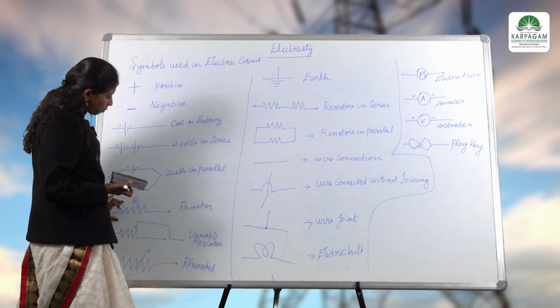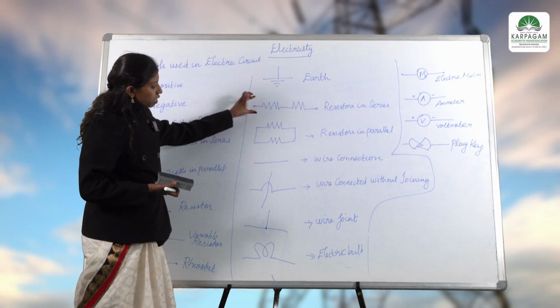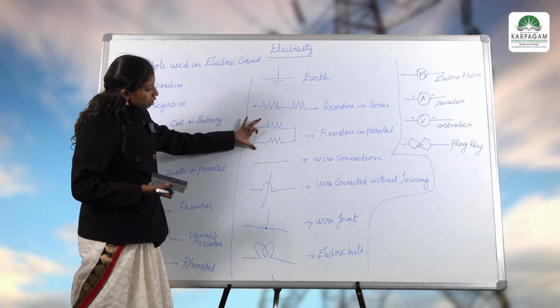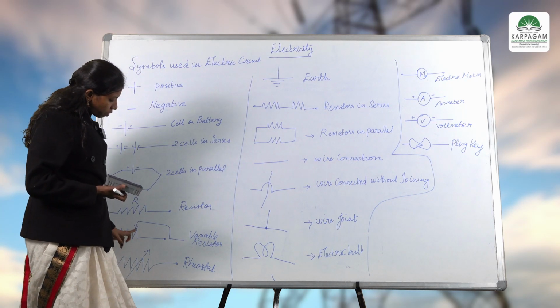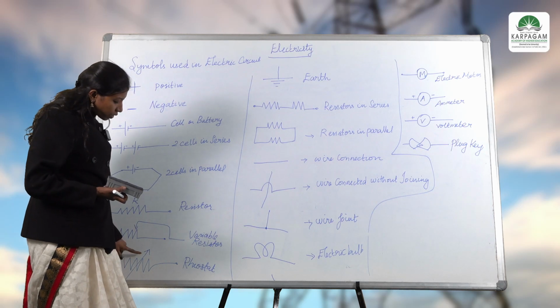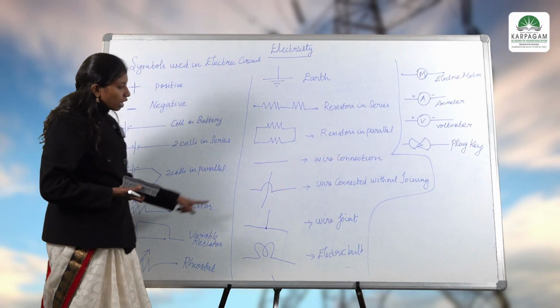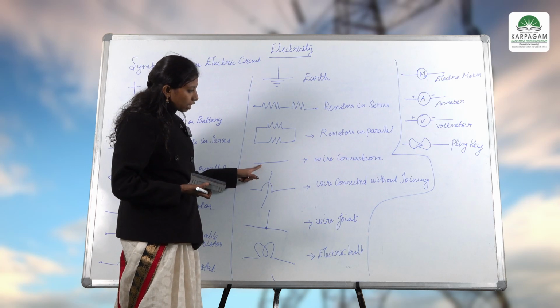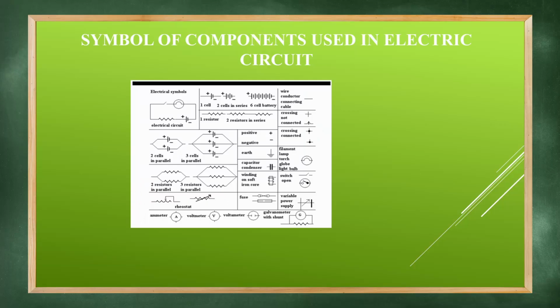We have a resistor, and also we can connect resistors in series, and this is how a resistor will be connected in parallel, and this is the variable resistor where we can change the values of the resistor. And rheostat is also a variable resistor, and this is the symbol used for wire connection. This is connection without joining, and this indicates a joint connection. This is the symbol for an electric bulb, and the earth symbol will be used in all electric circuits as a common part. And electric motor is indicated by M, ammeter by A, voltmeter by V, and this is the plug key. So these are the main components that we need to remember.